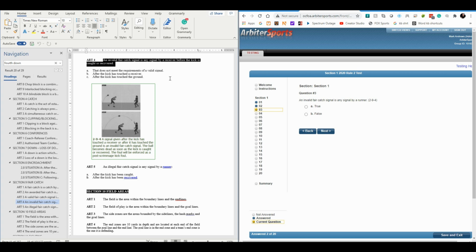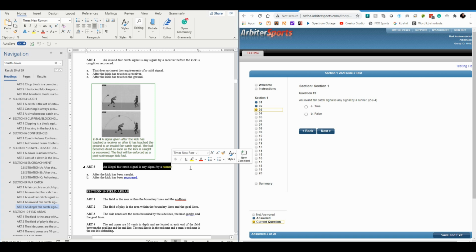Now, you'll notice that the question asks about a signal by a runner. Well, all these invalid fair catch signals apply to a receiver, not a runner. And if you look at Article 5, an illegal fair catch signal is any signal by a runner. Okay? So a runner is someone who has possessed the ball. If we hover over this runner, a runner is a player who is in possession of a live ball or is simulating possession of a live ball.